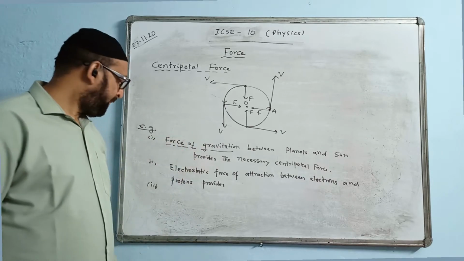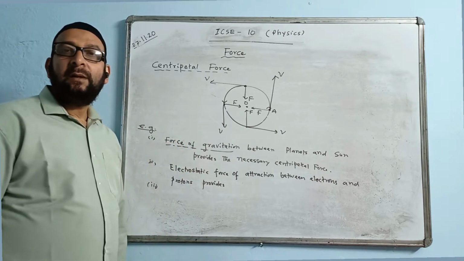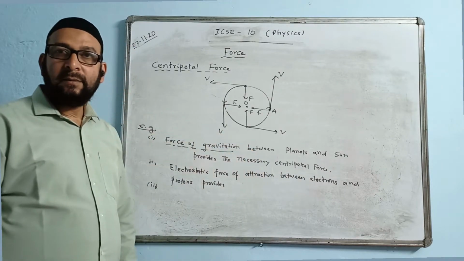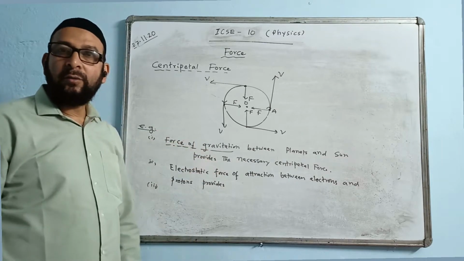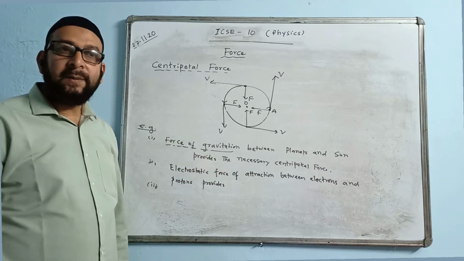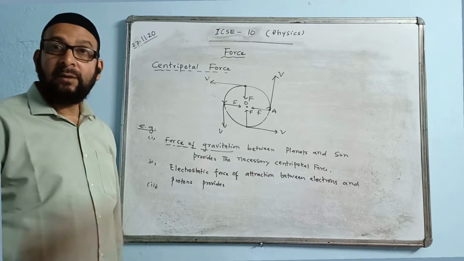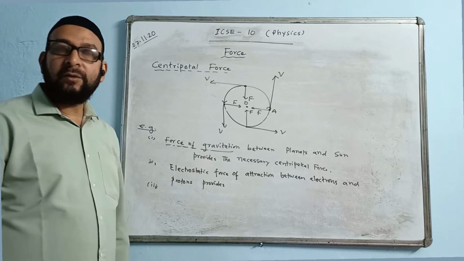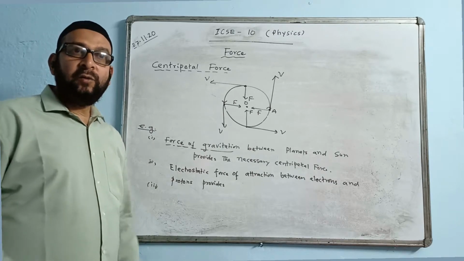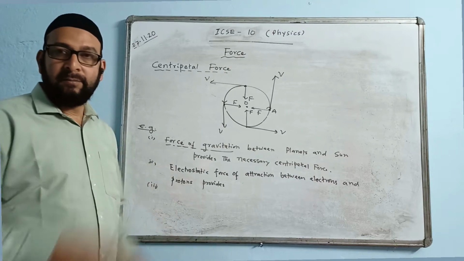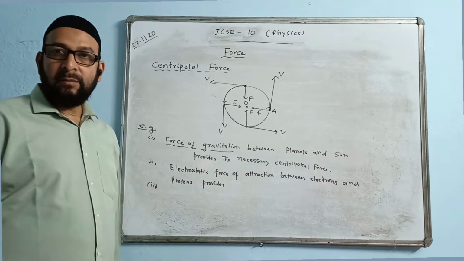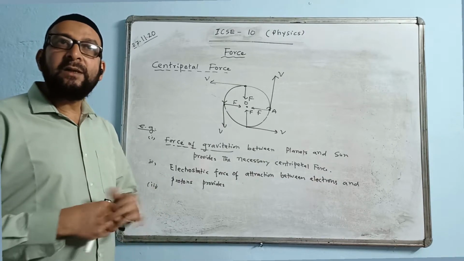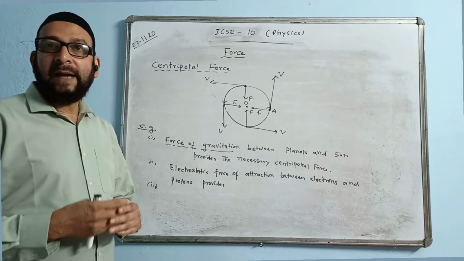Third case we have written: when a vehicle is taking a turn on a curved track, a bent road, what gives the necessary centripetal force? There we say friction. Friction between the road and the tire will give the necessary centripetal force. That is why it is advised not to have high speed while negotiating a turn, because if the speed is high, the friction value will be less. So there is a chance of skidding or an accident.